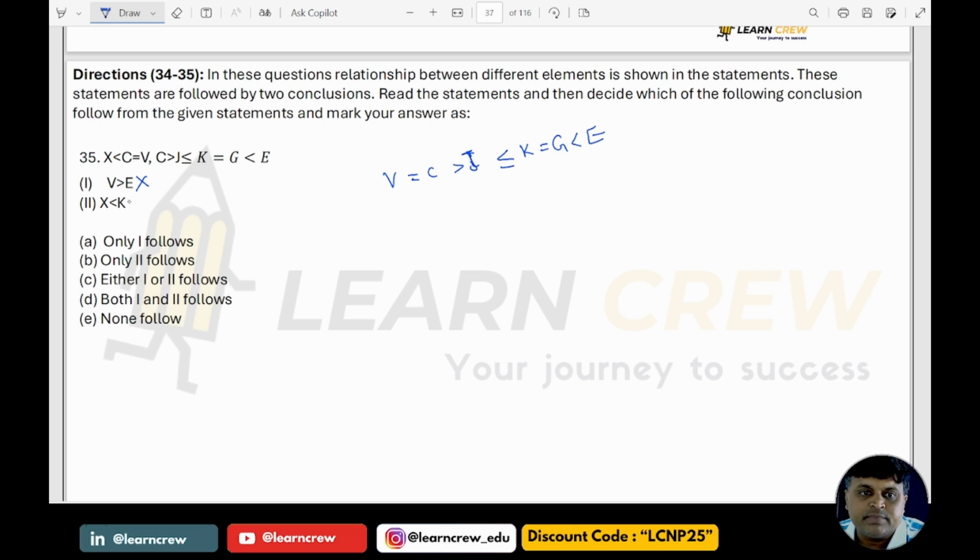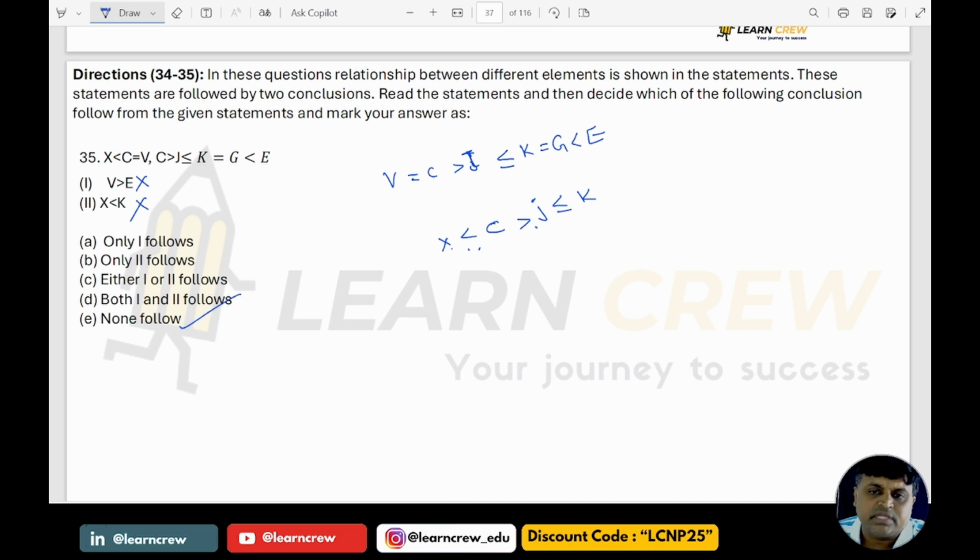Now X and K, same. X less than C is equal to V. And we have X less than C, greater than J, less than or equal to K. So less than, greater than, different inequalities are there. So the relation can't be established. So the answer is neither one nor two. None follows.